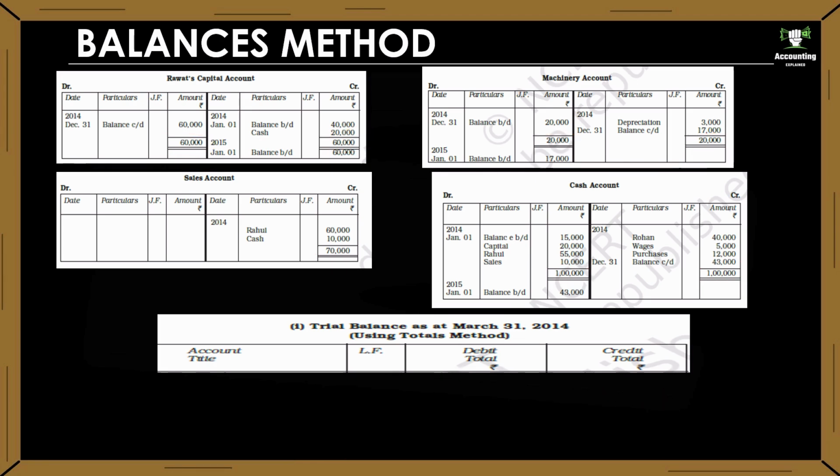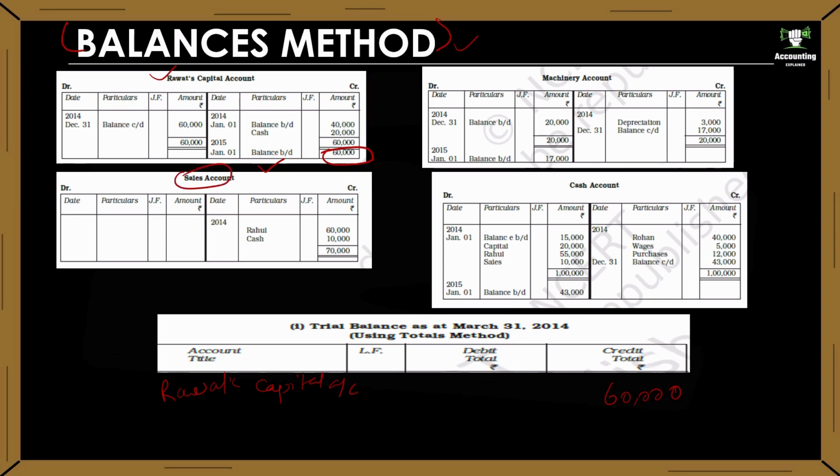Balances method. We are going to take the same examples as we had taken previously and prepare the trial balance under the balances method. First is Raval's capital account. Under account title, we can write Raval's capital account. The final balance is 60,000. See here, by balance brought down under the credit side. So, under the credit column, we are writing 60,000 in the trial balance also.